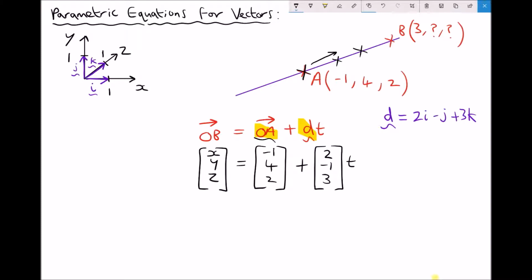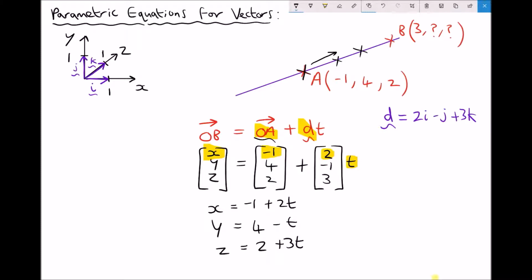Now in effect, t is just a scalar. We can split this into 3 separate equations now, because we have an equation for x, and the equation for x using our top line here states that x equals -1 plus 2t. We can write a second equation for y using the second row from each of our vectors, and we have y equals 4 plus -1t, which is just -t. And we have z equals 2 plus 3t using the bottom row of each of our column vectors.